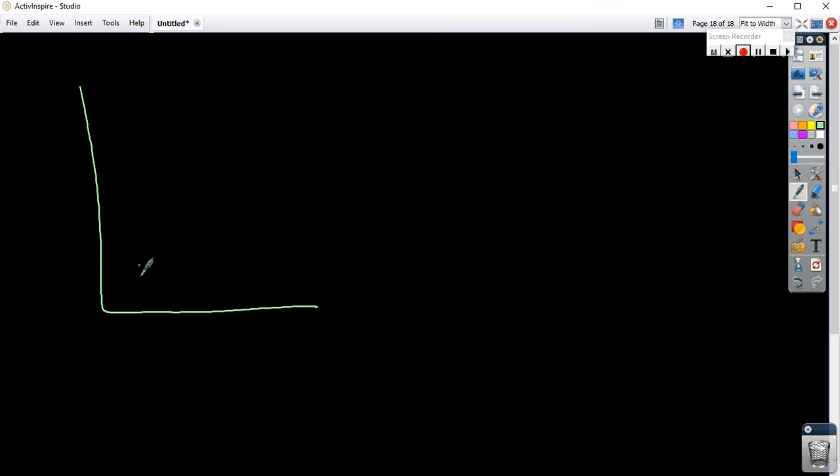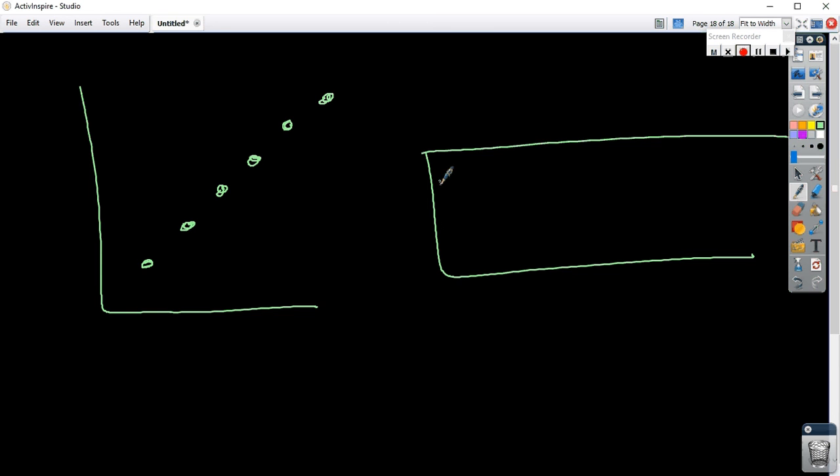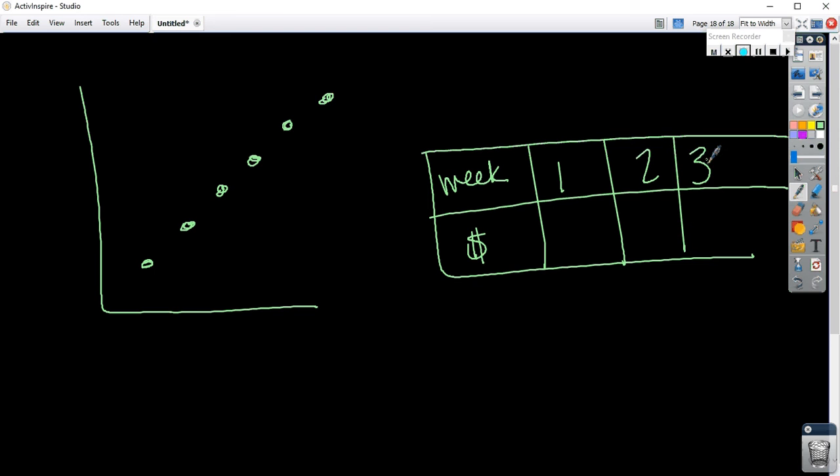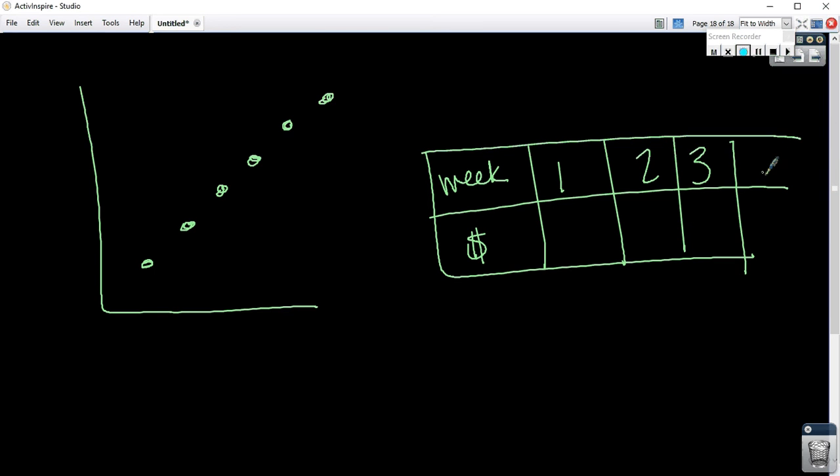So Mal's is going to look something like this. And Helena's is going to look something like this. Y'all always say that word problems kill you. I'm going to put money, that just means how much she made. Weeks 1, 2, 3, 4, 5. Earnings: 60, 120, 180, 210, 240.